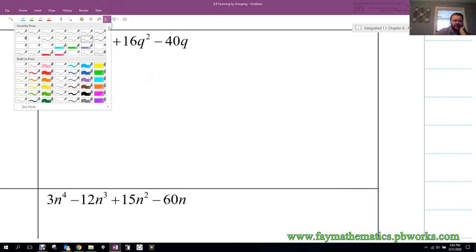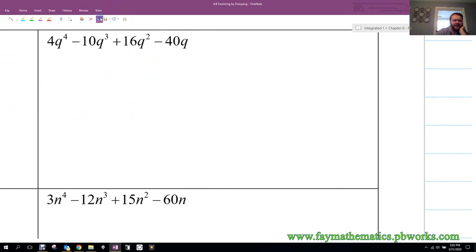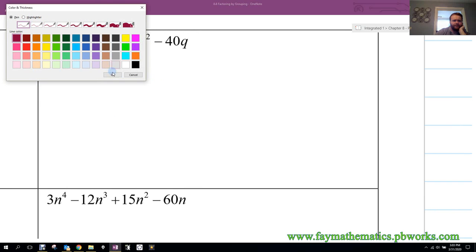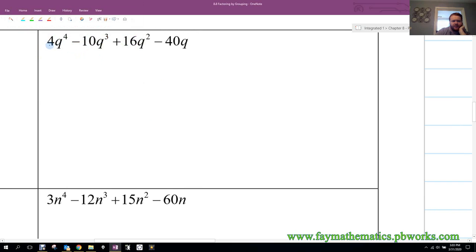Okay. So first thing is to recognize if there's a GCF in all of them. Okay, so that's even, that's even, that's even, that's even. I know they're all divisible by at least 2, so I'll take my 2 out. And then I'll have a q in them. So I take my q out, so 2q. I'm going to go through and divide each one of these by 2q and see what I'm left with.